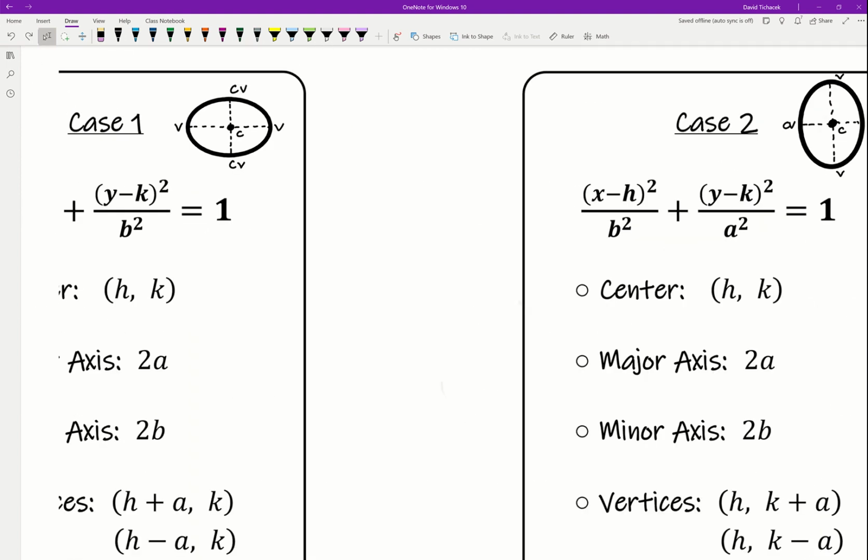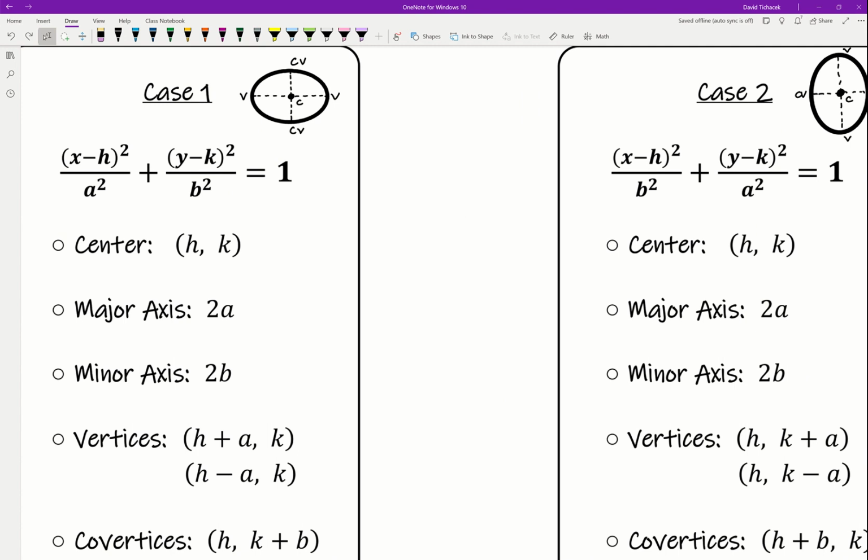If you take a look at these two equations together, you may notice that there's really not much of a difference. Some key things they have in common are that they involve the variables h and k, which we have seen for a while now. These, of course, are going to be the center of our ellipse, just like we saw for circles and parabolas. So that's pretty business as usual.